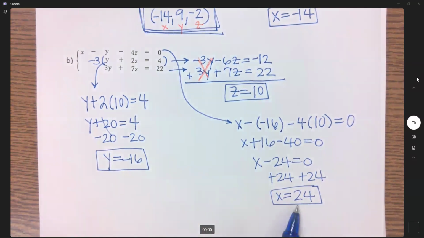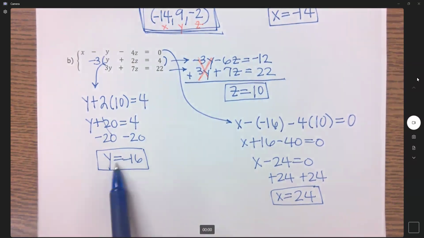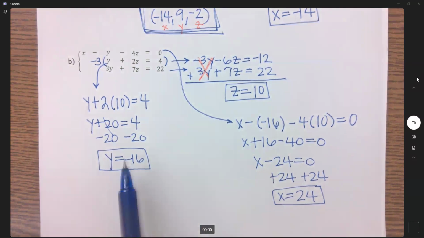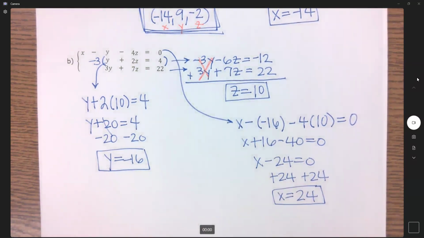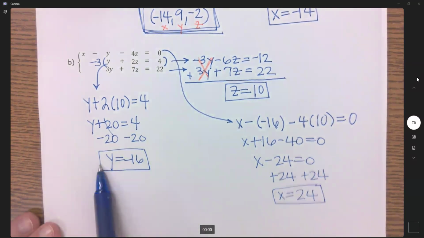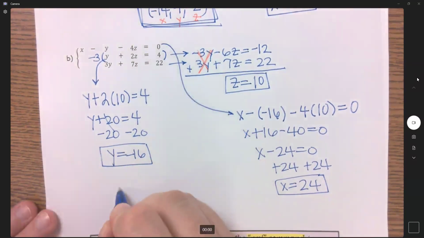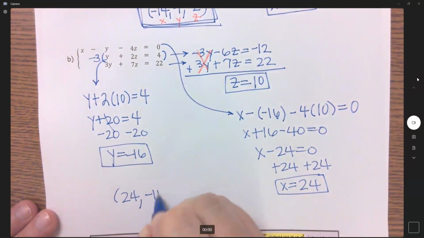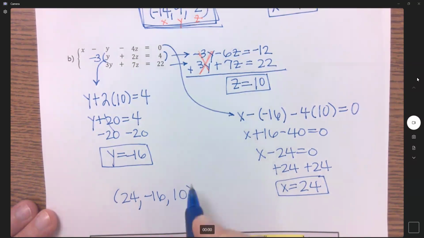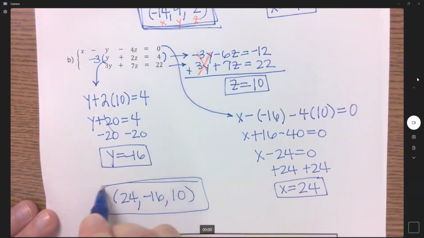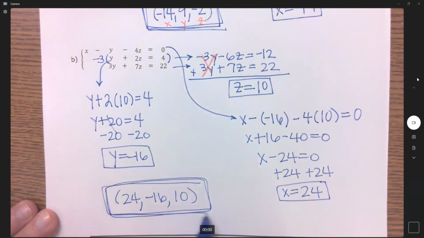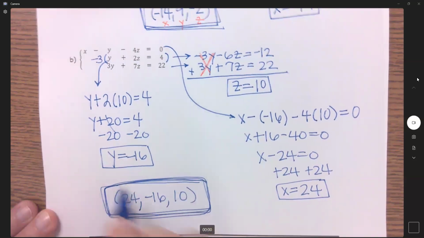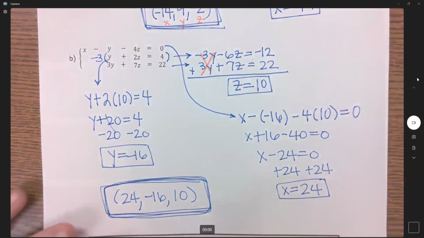More than likely, this is all MyMathLab needs. It's going to say x equals, you're typing in 24, y equals, you're typing in -16, and z equals, you're typing in 10. But me, I like ordered pairs, right? So this is x, comma y, comma z. So 24, -16, and 10 would be my final answer. And if you're taking this class on campus, that's the answer I'm looking for on your test.